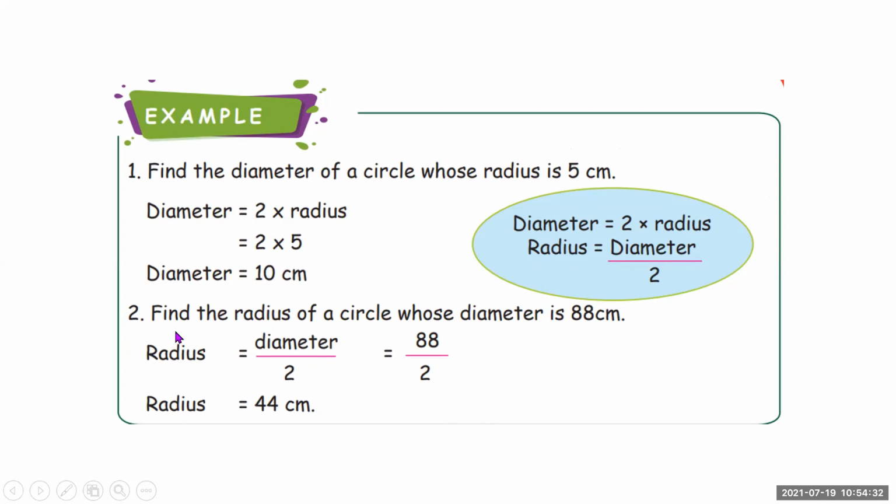In this question, you are given the diameter is 88. You are asked to find out the radius. So we know the radius is diameter divided by 2. So use that formula, and you get 44 centimeter.